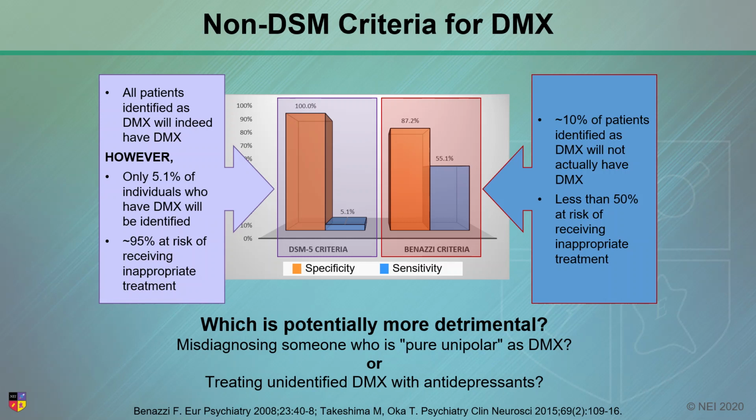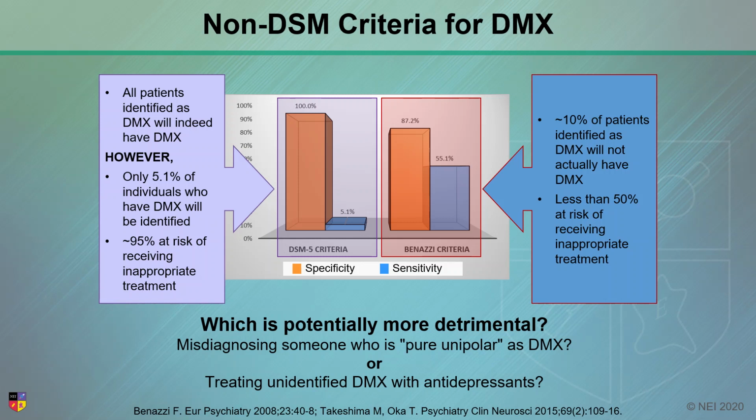Versus if you're treating unidentified DMX with antidepressants, well, what are you doing? You're taking someone that you think is a doctrinaire major depressive disorder, you're putting them on SRIs or other antidepressants, and you could very likely trigger mania. And triggered mania can lead to many, many negative effects, not the least of which is suicide.